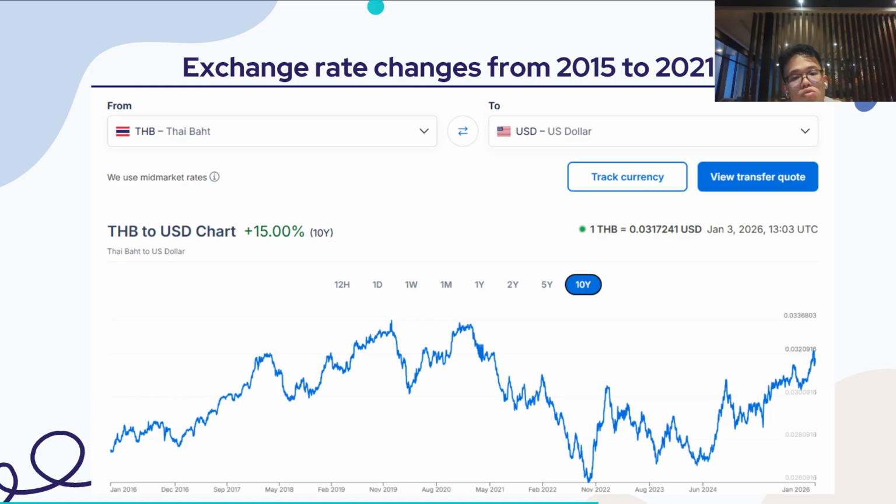By around 2019, the exchange rate reached the high point of the later stage, close to 0.033. This upward trend indicates that the purchasing power of the Thai baht against the US dollar was continuously enhanced during this period.